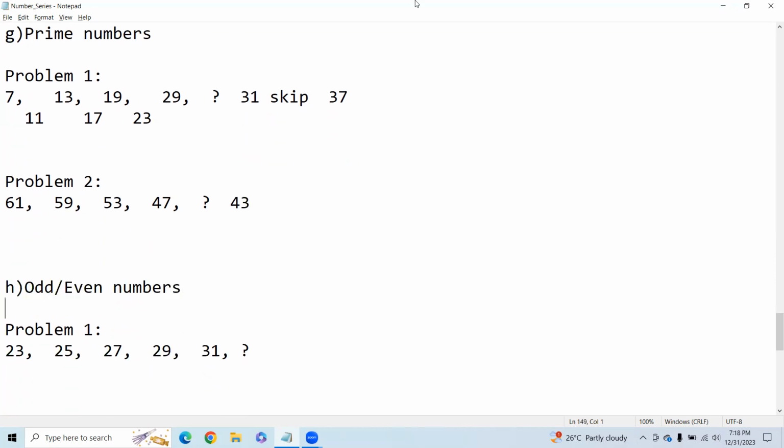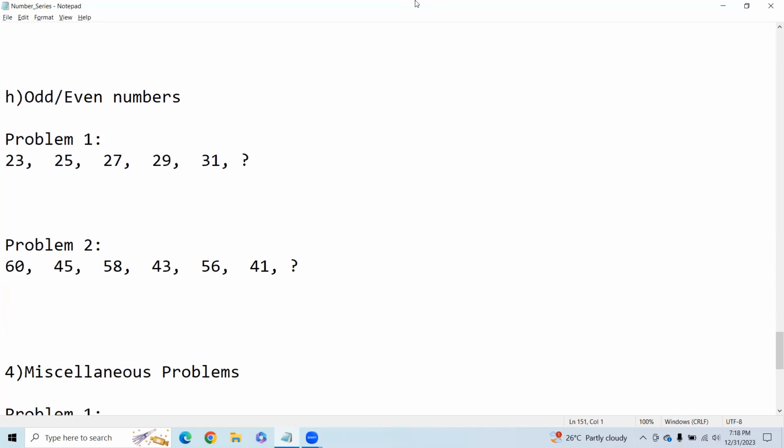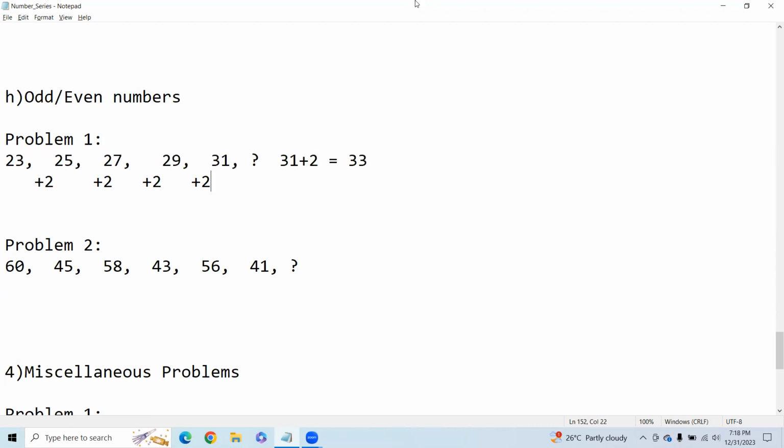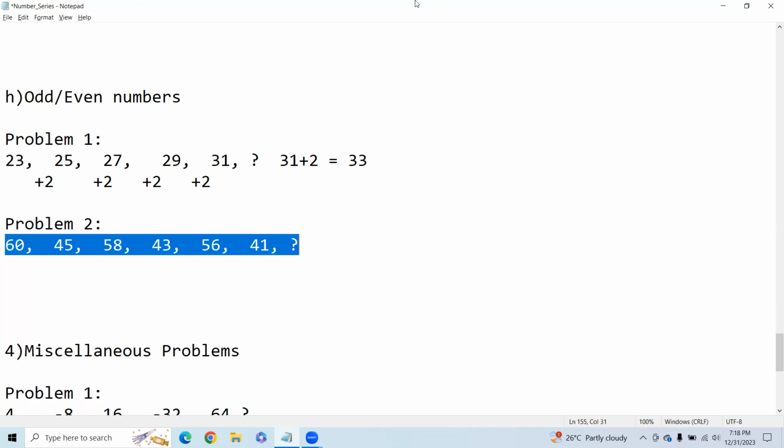That is odd and even. Any number which is divisible by 2 is called an even number. Any number which is not divisible by 2 is called an odd number. So 23, 25, 27, 29, 31. This problem you can solve with addition also, or with the odd-even approach, because every time the numbers are in increasing order. So 23 plus 2 is 25, 25 plus 2 is 27, 27 plus 2 is 29, 29 plus 2 is 31. So to get your answer, you have to do 31 plus 2, that is 33. All these are odd numbers. We are just taking the next consecutive odd number, you can say. Let's look at problem 2.